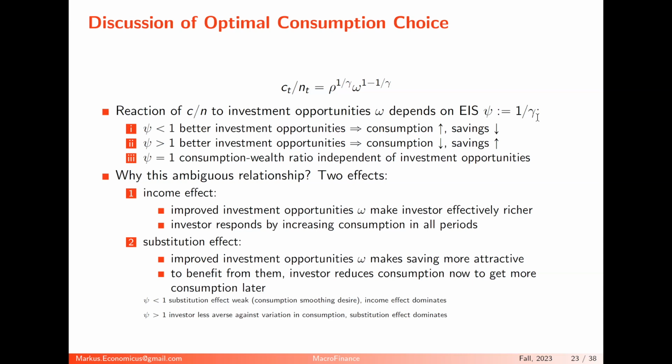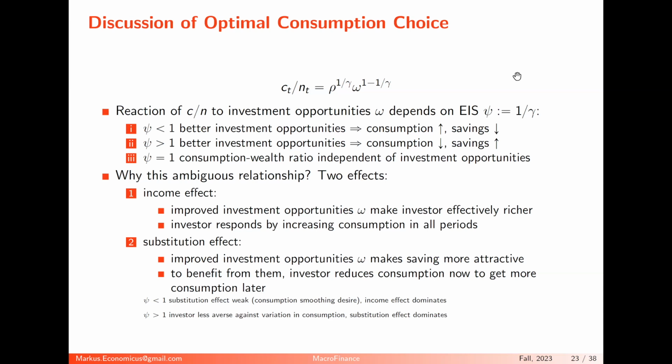Now, if psi is larger than 1, which means gamma is smaller than 1, then you have better investment opportunities and say, oh my God, I have these better investment opportunities. I should actually take advantage of these investment opportunities. So I consume less and save more. Okay, so it depends. It's very much a preference thing. And if you have psi equals 1, the consumption wealth ratio is independent of the investment opportunities. That's the log utility specification.